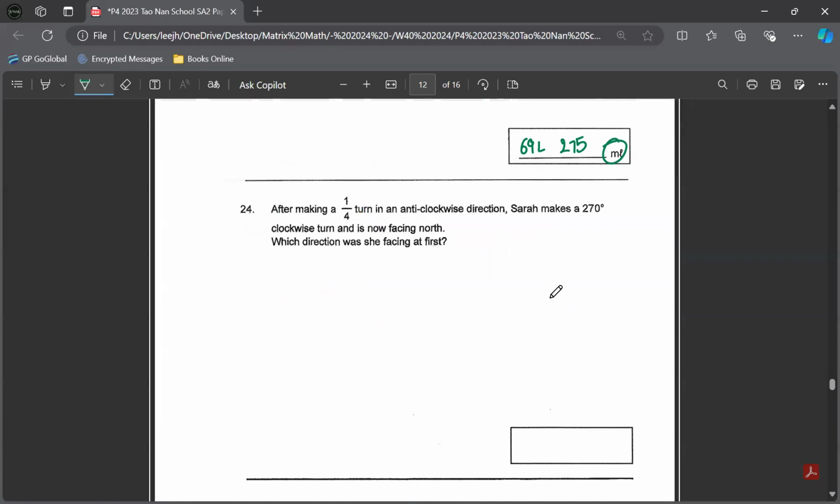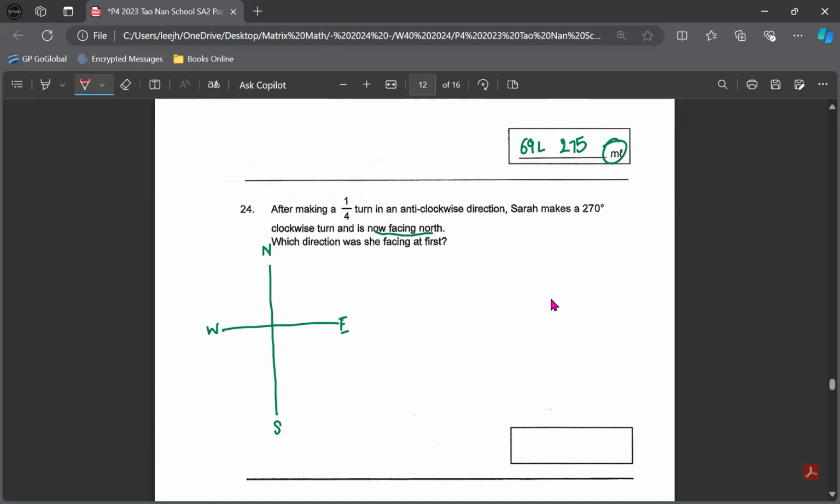Question number 24. After making a 1/4 turn in the anti-clockwise direction, Sarah makes a 270-degree clockwise turn and is now facing north. Which direction was she facing at first? If you don't know, please draw your directions: north, south, east, and west. It says that at the end, she's facing north, right? So I use another color. North is here. It's after she makes a 270 clockwise. So 270 is actually 3/4 clockwise.